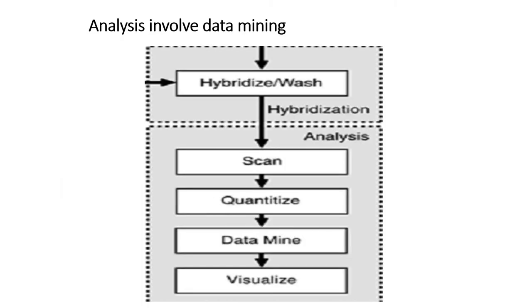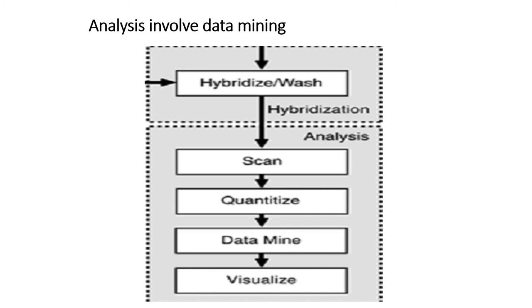This is the whole process. Analysis involves data mining. So what is data mining? Data mining is needed because here we are analyzing a large number of genes. First the glass slide is taken. We hybridize the DNA and then we wash. The hybridization process occurs when mRNA is hybridized with cDNA. We need to measure how much hybridization occurs here.